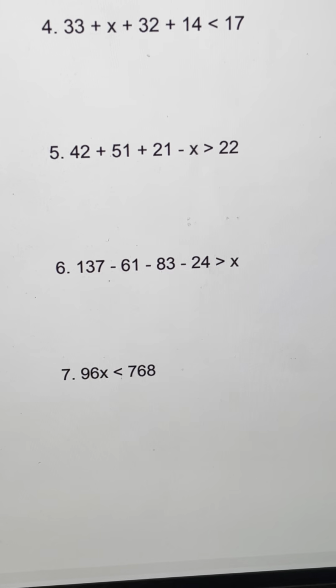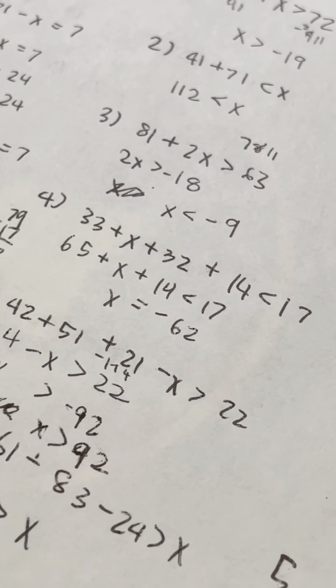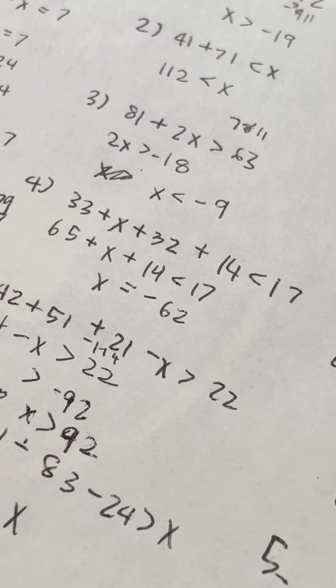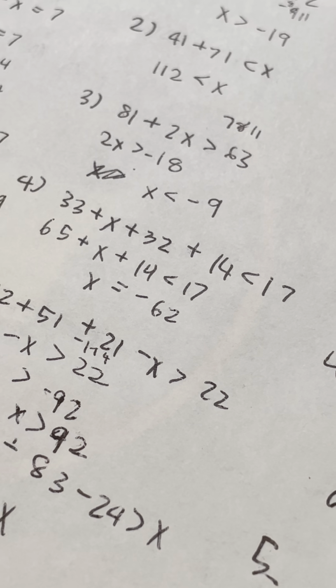For number 4, 33 plus x plus 32 plus 14 is less than 17. For this one, you would have to add all of them up, and then you would have to subtract it, and you would get x is less than negative 62.